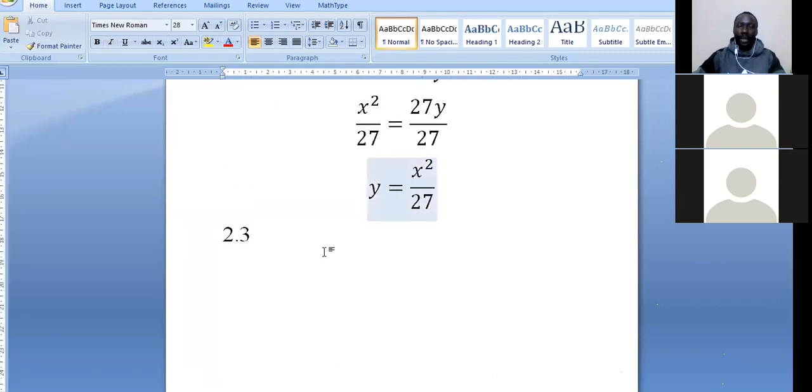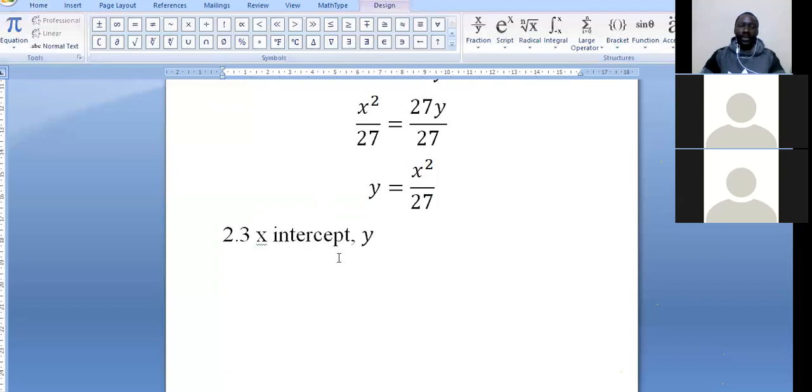From here, let's say x-intercept. So x-intercept occurs when what? When y equals 0. So what is the value of x going to be when y equals 0? Now notice that when we put 0 for y here, then we will have to cross multiply, okay? And so we will multiply 27 by 0 and we get 0. Then x squared times 1, which would be the denominator. And we get x squared on one side and 0 on the other side.